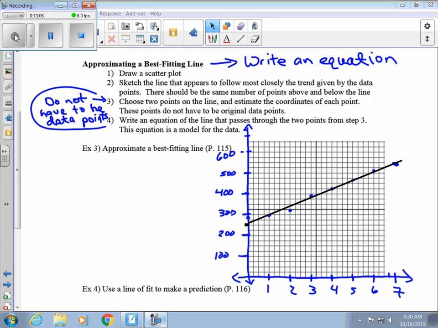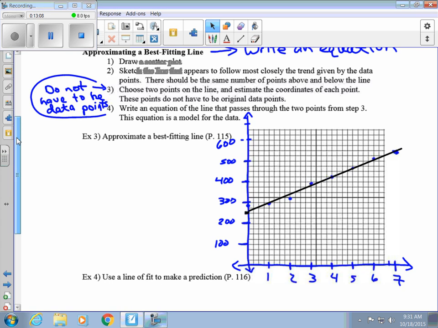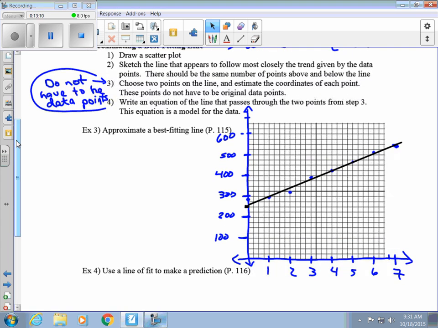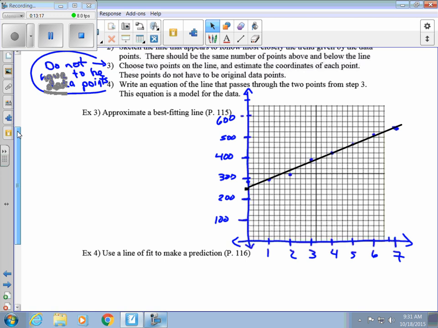And then 3, we're going to choose 2 points on the line that estimate the coordinates of each one. So we're going to go through here. And now you have to realize too that not all the points that I pick are ones that you're going to pick, or the person next to you. So we could have different lines.